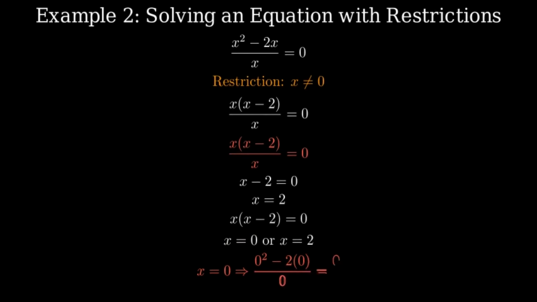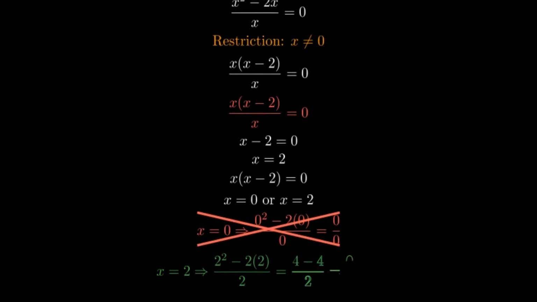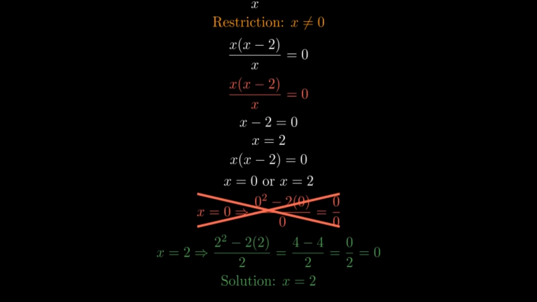Let's check both solutions against our restriction. We said x cannot equal 0 because it's in the denominator. So x equals 0 violates our restriction and isn't a valid solution. Therefore, the only valid solution to the equation is x equals 2.